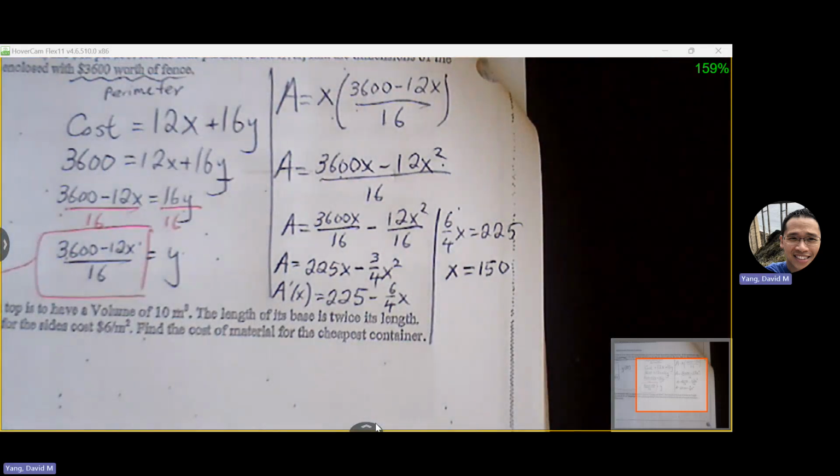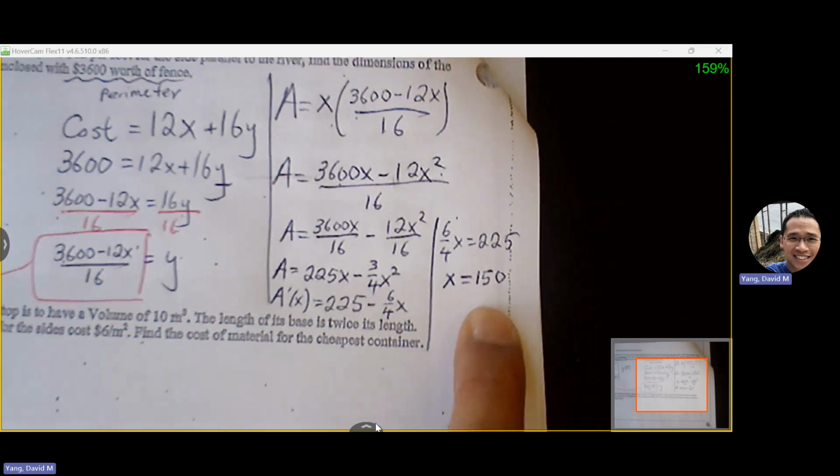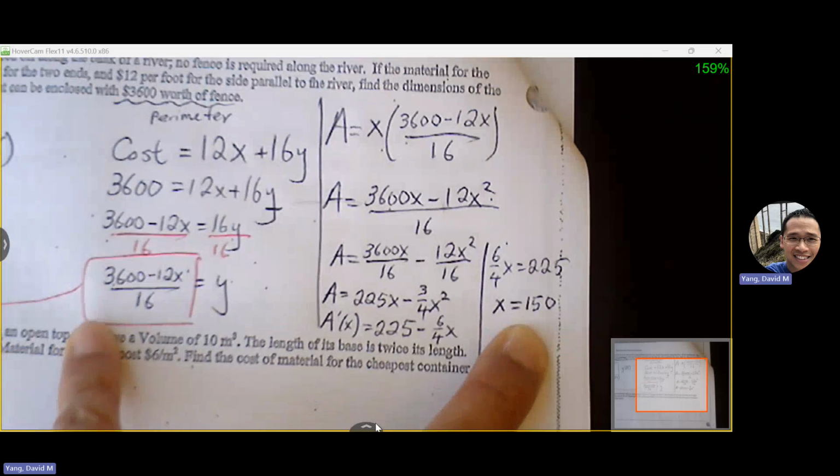So I get x equals 150. It's asking for the dimension for the field of the largest possible area. It's asking for dimensions. So if I have x, I should need to find y. I have an equation that can represent y.